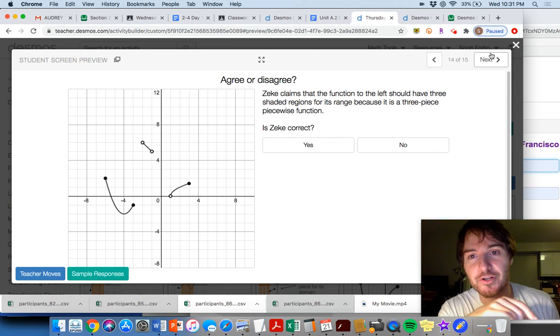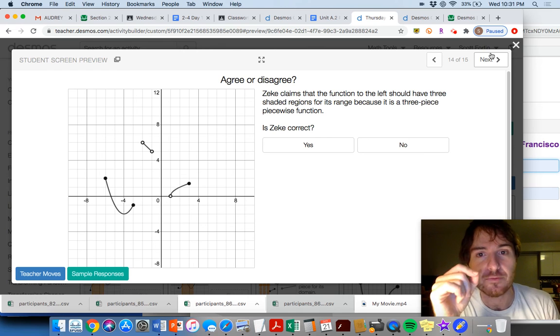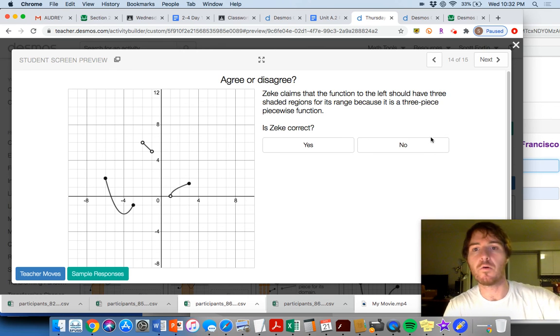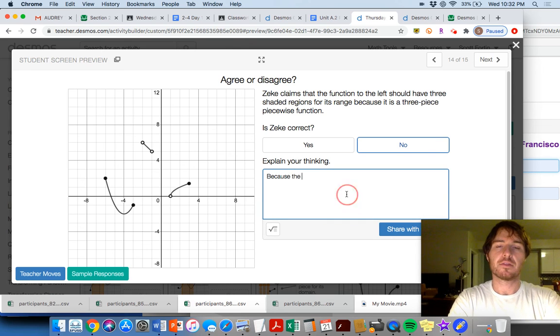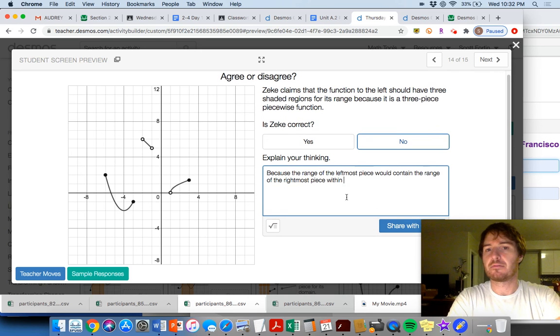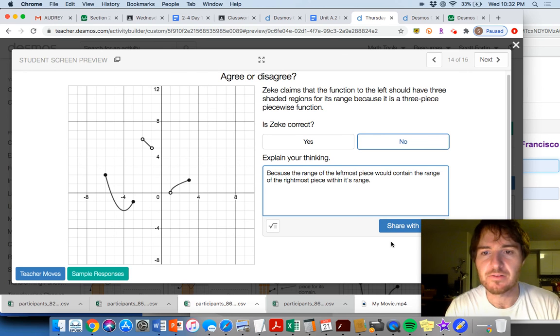Zeke claims that the function to the left should have 3 shaded regions for its range because it's a 3-piece piecewise function. No, as we just saw, it's not, because the range of the leftmost piece would contain the range of the rightmost piece within its range. I think that's good. I think that's sufficient.